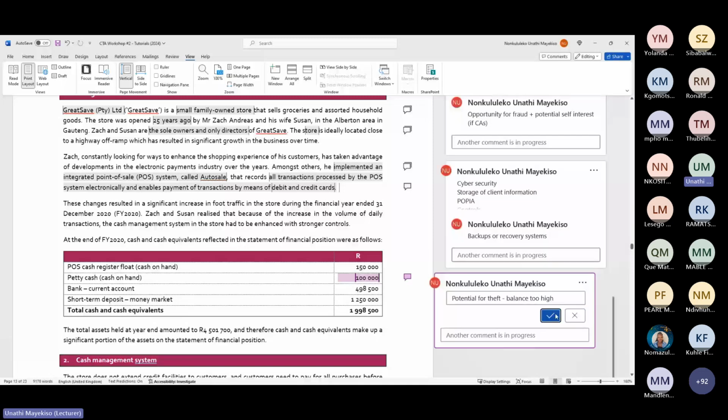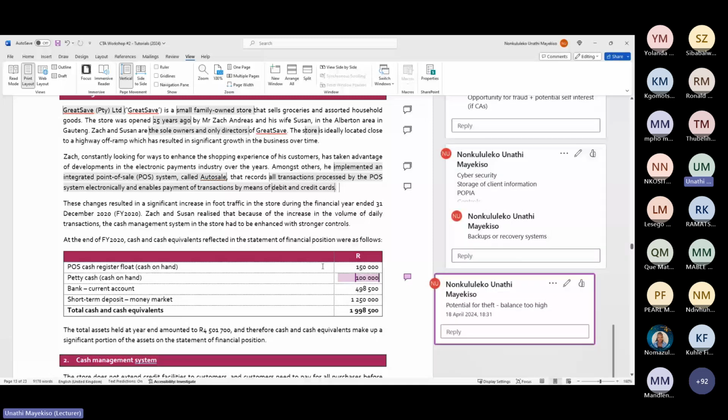What do we think about the cash register float? How many tellers do you think they need to have if in each cash register, the total of that is 150,000 Rand? It's also quite a lot, isn't it? Yes.